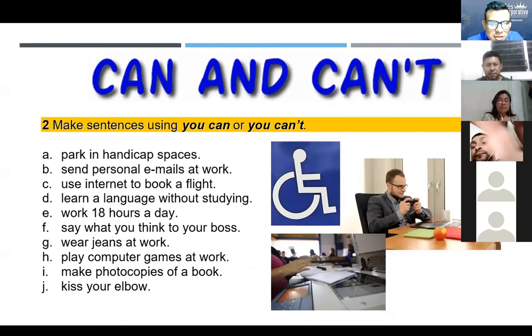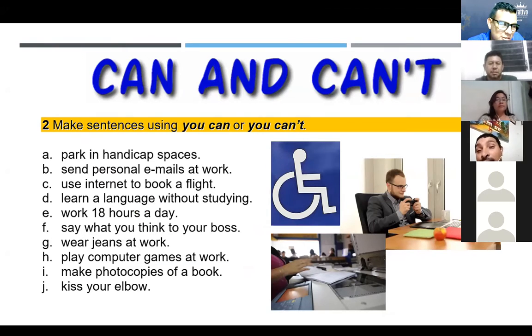Ok, vamos a hacer oraciones utilizando can't or can, y van a escoger una oración. Por ejemplo, voy a ayudarles con la número uno. Dice, park in handicapped spaces. Parquearse en lugares de discapacitado. ¿Can or can't? Can't, ¿verdad? No se puede.